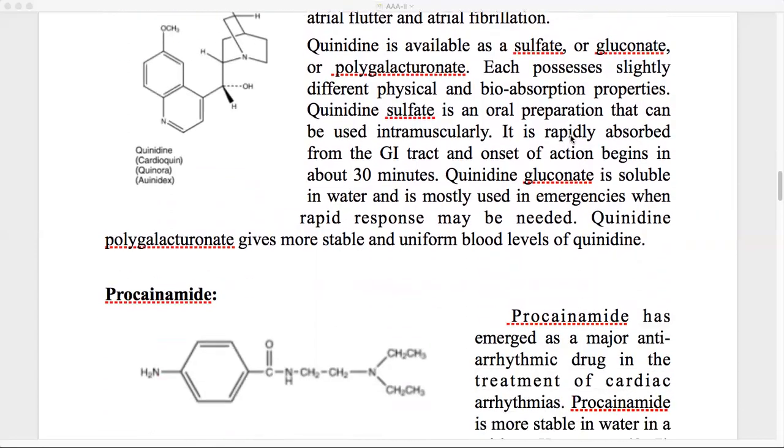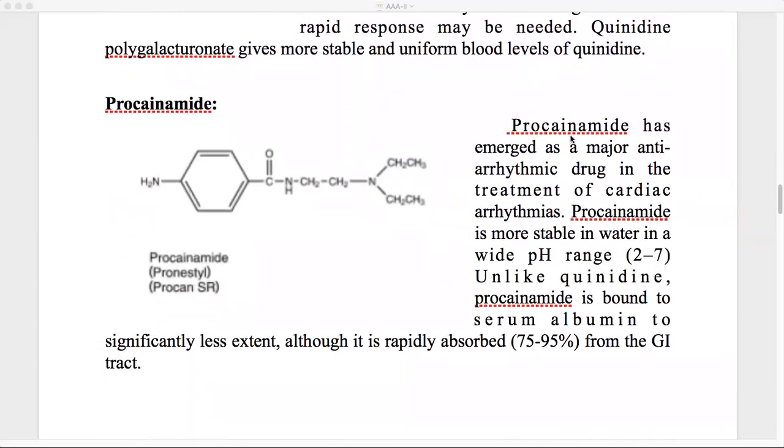So that is quinidine. The next drug of this class is procainamide. Procainamide has emerged as a major antiarrhythmic drug in the treatment of cardiac arrhythmias. Why? Because procainamide is stable in water over a wide pH range of 2 to 7. Unlike quinidine, procainamide is bound to serum albumin to a significantly lesser extent. Quinidine is more protein bound and this is less protein bound, and it is also rapidly absorbed, 75 to 95% from the GI tract. So that is procainamide.